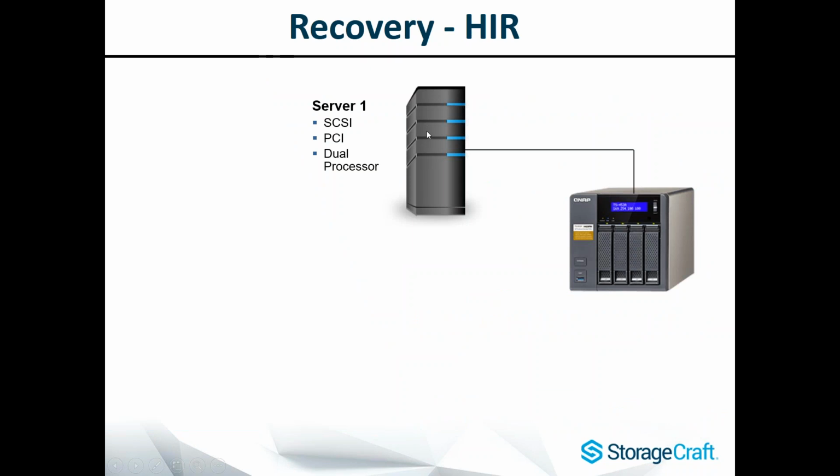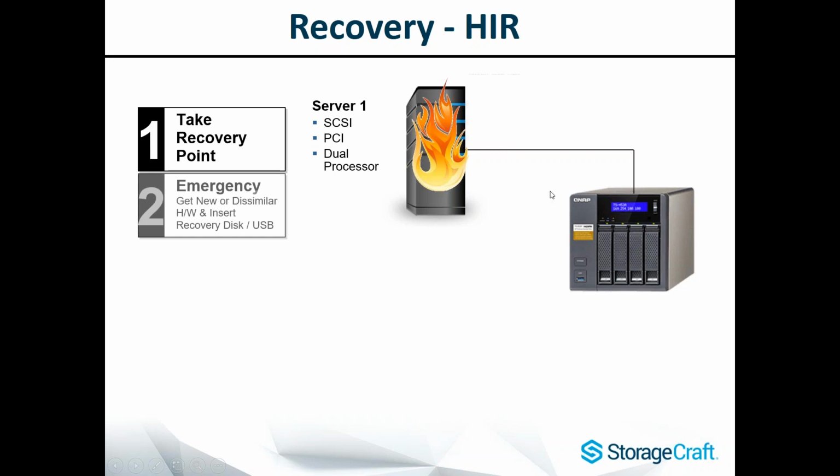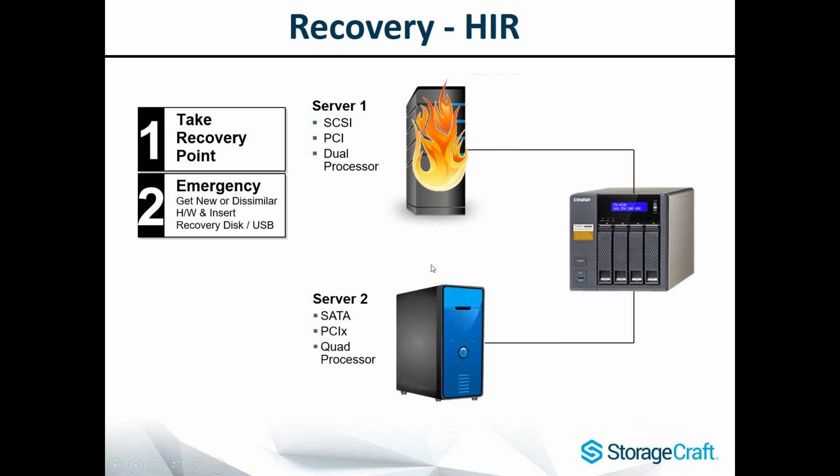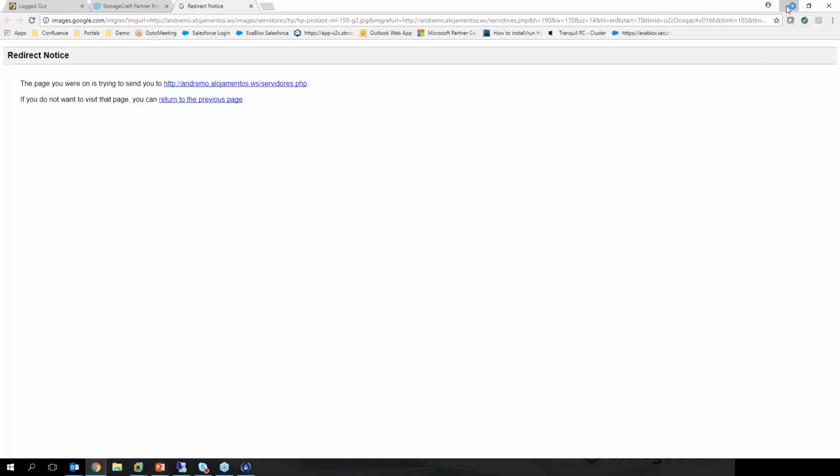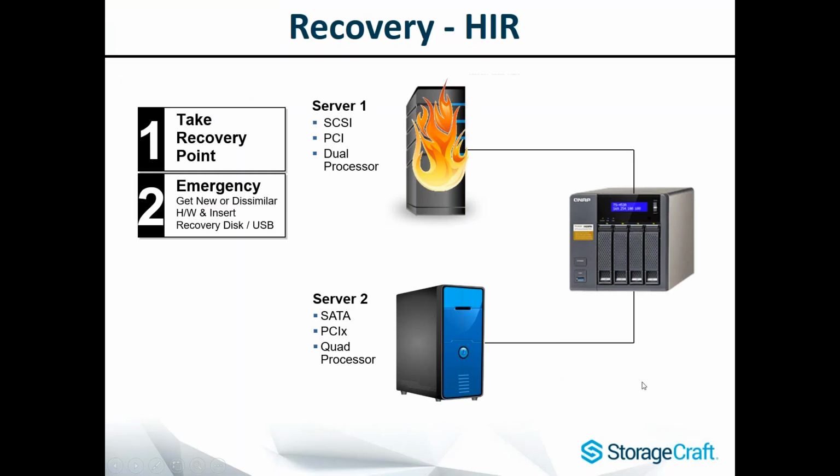So when I was talking about the hardware independent restore, this is an example. I've been backing up a server with some older technology: SCSI drives, PCI bus, dual CPU. In this case, it's using a QNAP device to store a copy of the backups. We've taken our backups, the machine dies. Now I bring in a complete new server with different architecture. And through the hardware independent restore, we can restore that data and actually bring back a new server.